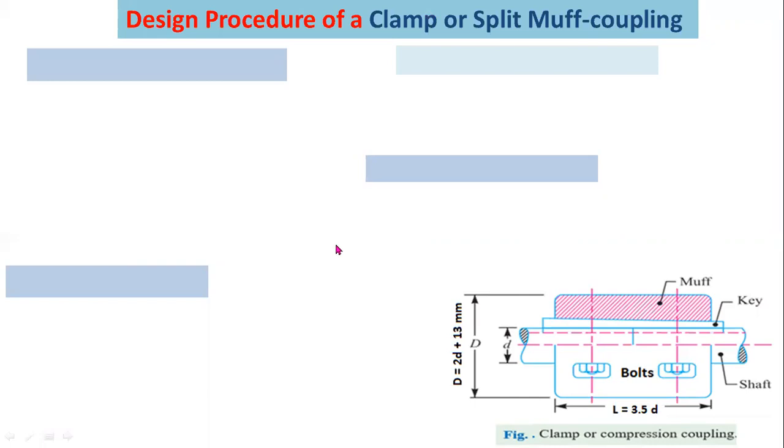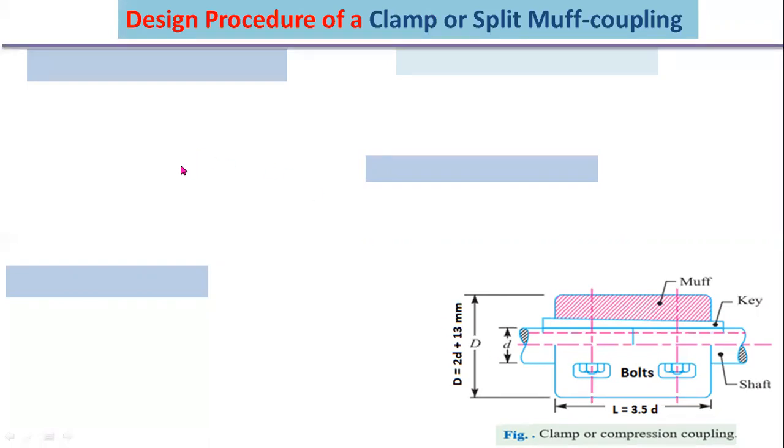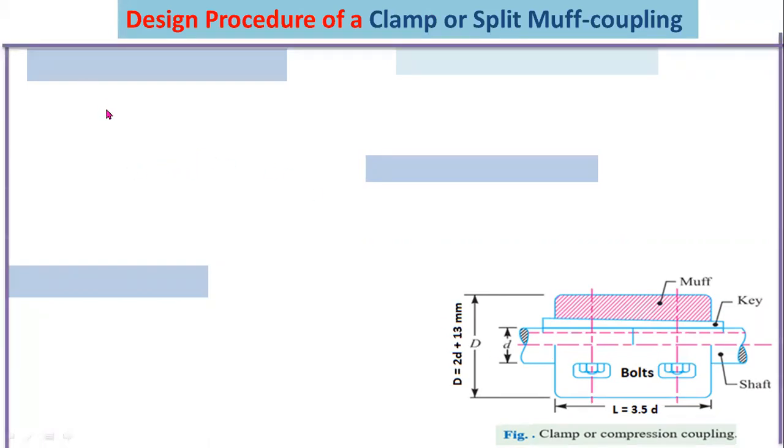Now I am going to explain the design procedure of a split muff coupling, or clamp or compression coupling. In the first step, you have to design a suitable diameter of a solid shaft to transmit the required power from one shaft to another shaft.